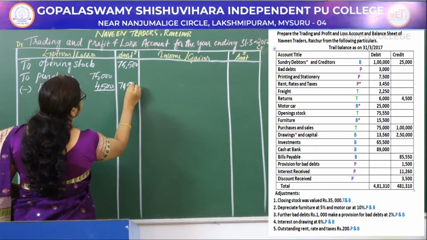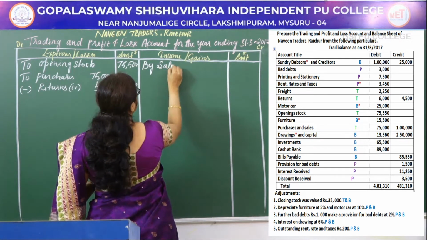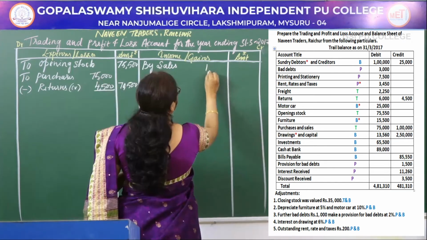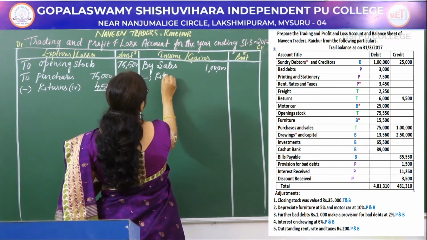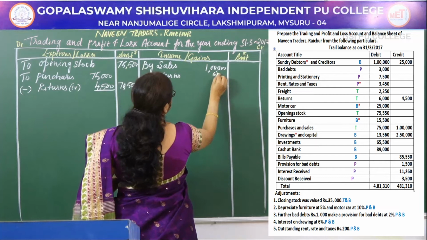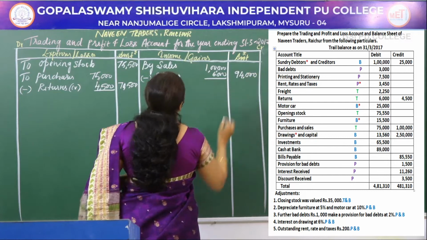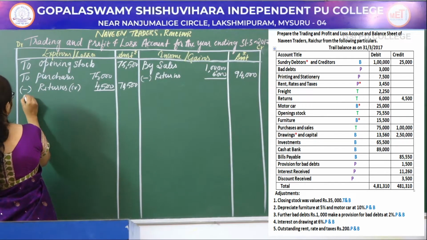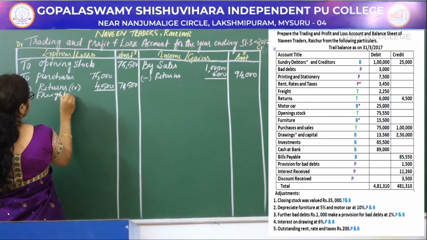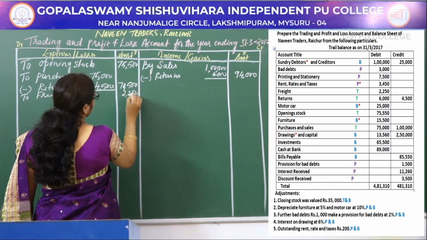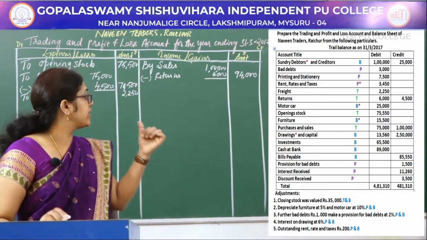after deducting 70,500. Next, by sales, write the amount in the inner column, 1 lakh, because sales return is given, less returns 6,000. After deducting, the amount is 94,000. Next one, freight charges is given, to freight 2,250 rupees. So all the items which is given in the trial balance relating to trading account, it is recorded.